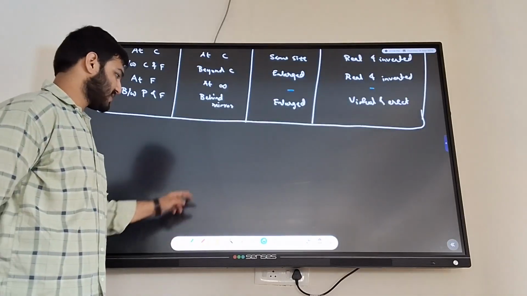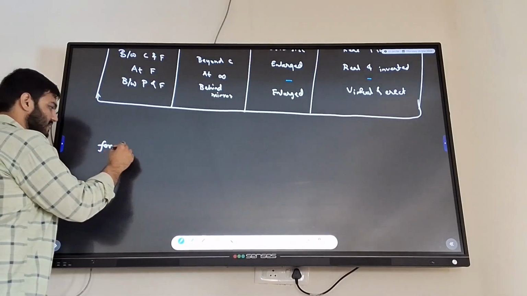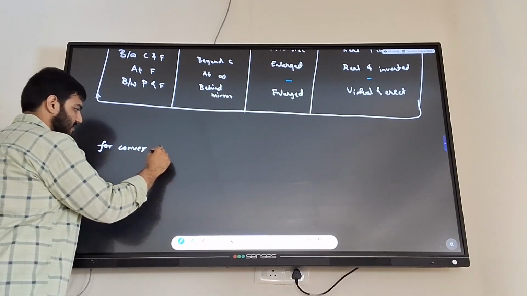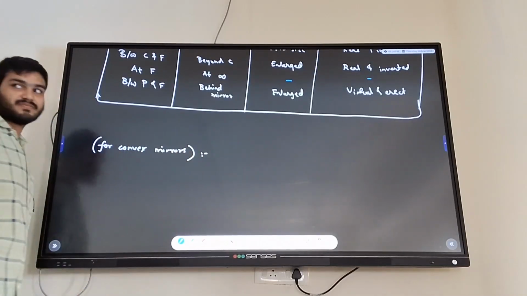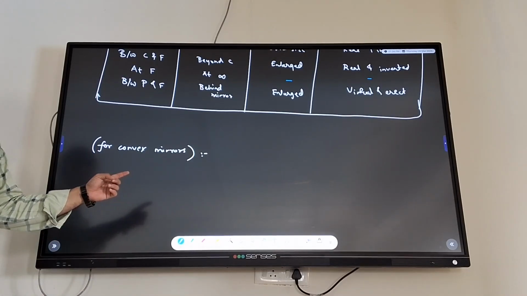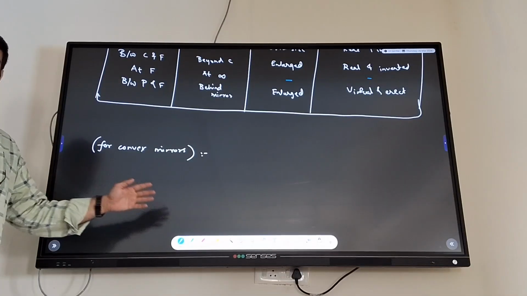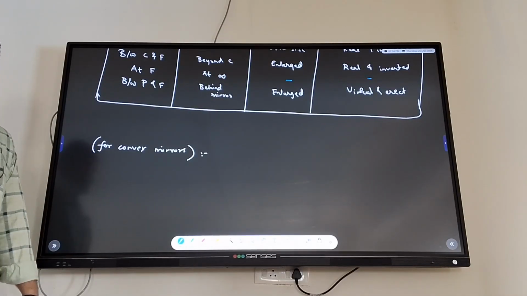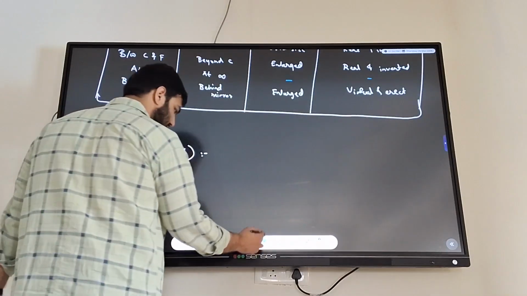Such a huge response. So concave, convex mirrors. For convex mirrors, I will consider two cases. Object placed at infinity, I think you already know where the image will be. And then object placed beyond C. So what is case one?